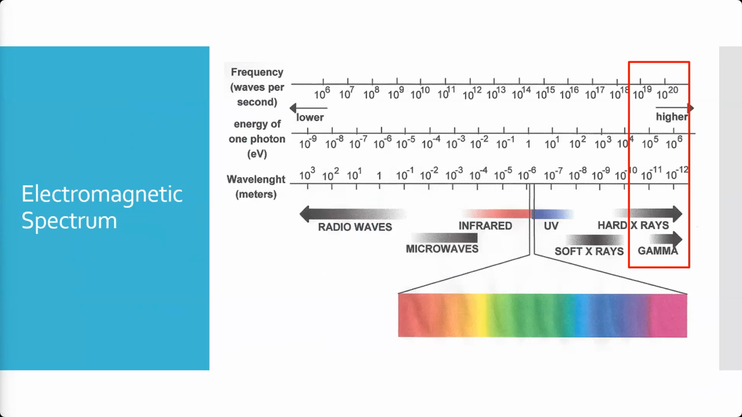Wavelengths, just to give it, 10 to the negative third is millimeters. Let me think. Millimeter, micrometer. So these are a million times shorter than a micrometer. Very, very tiny wavelength.